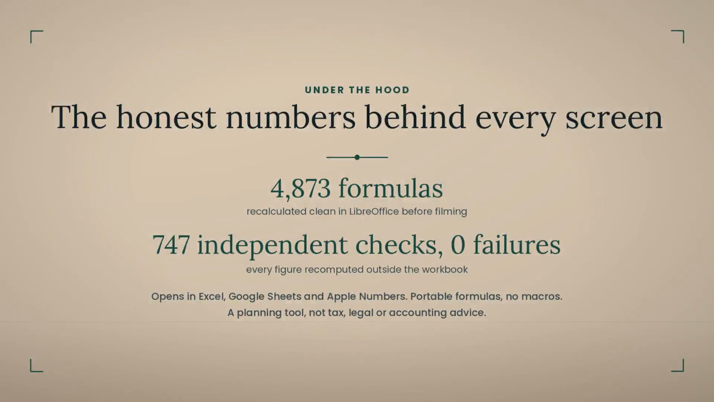Under the hood, 1,873 formulas. Before filming, the file was recalculated clean in LibreOffice, and every figure was recomputed independently. 747 checks, 0 failures. It opens in Excel, Google Sheets, and Apple Numbers. Portable formulas, no macros. And plainly, this is a planning tool, not tax, legal, or accounting advice. Confirm the rates and your base jurisdiction's rules before you file.